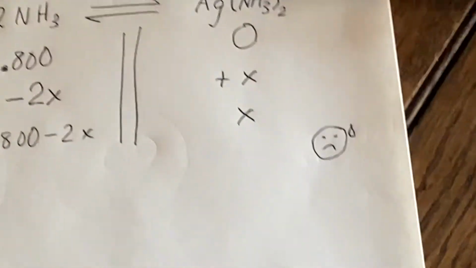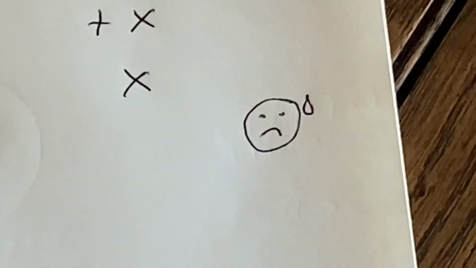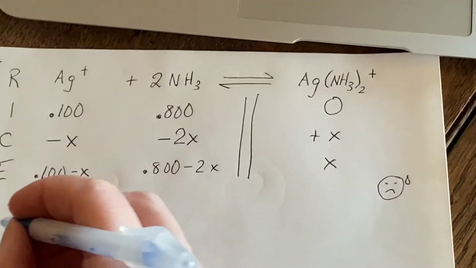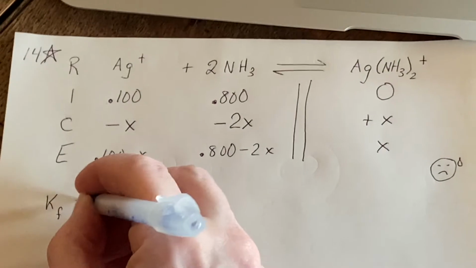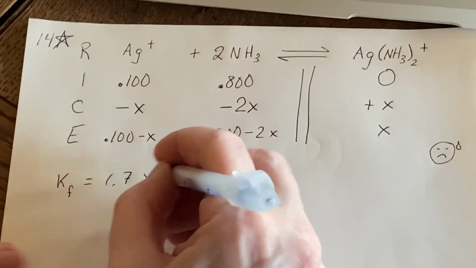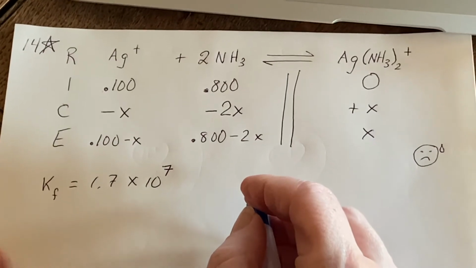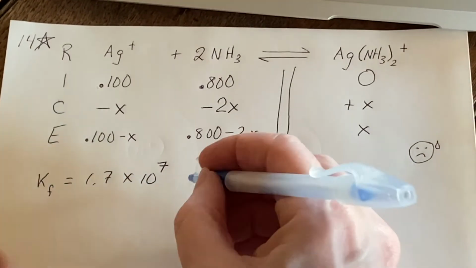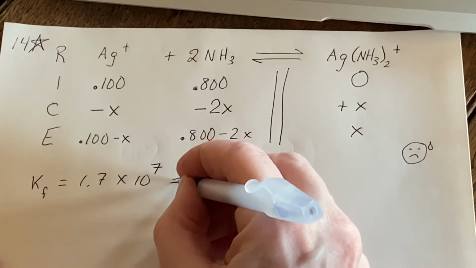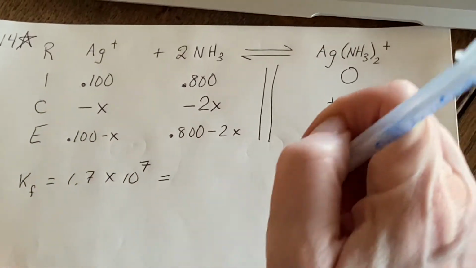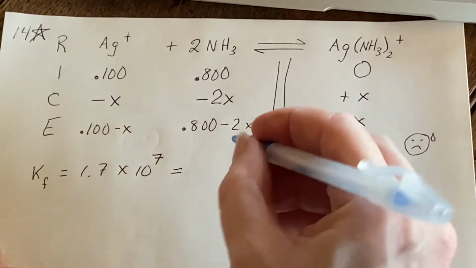No, don't make me do this. You know what though? Look at that Kf. The Kf times 10 to the 7th? That's huge. And the only way that can happen is if the numerator is really huge, right?